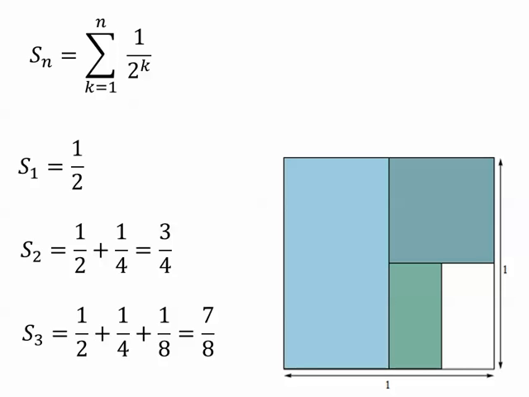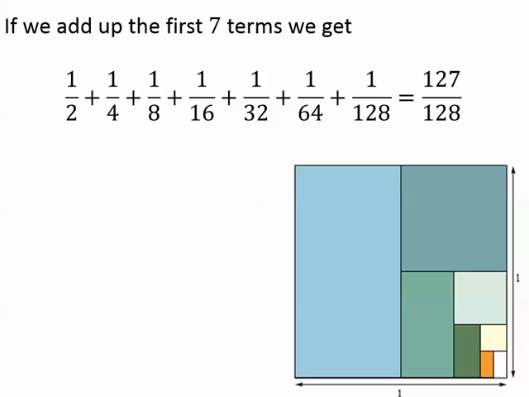Let's do this for n equals 7. If n equals 7, that means that we take the first term and add the second term and the third term and the fourth term and the fifth and the sixth and the seventh. If we add up the first 7 terms, what do we get? Adding up the first 7 terms, we get 127 over 128.